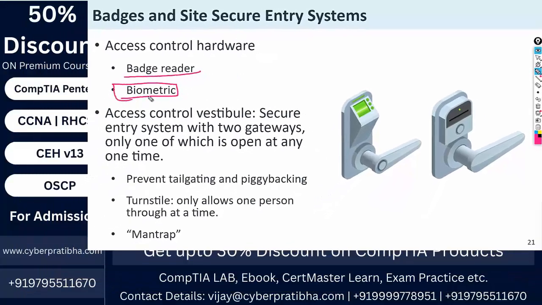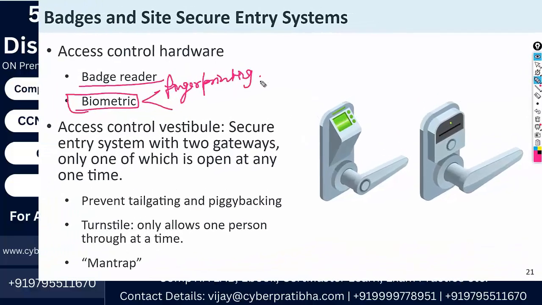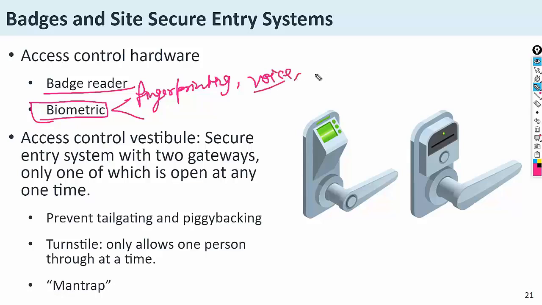Another is biometrics. With biometrics, you have to provide an identity in the sense of the body, like your fingerprint, voice, iris, and lots of other things which can be used for accessing a specific area. You put your fingerprint here, and once your fingerprint is identified, you can open this lock.